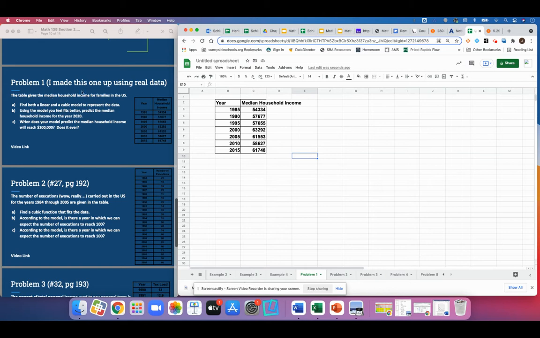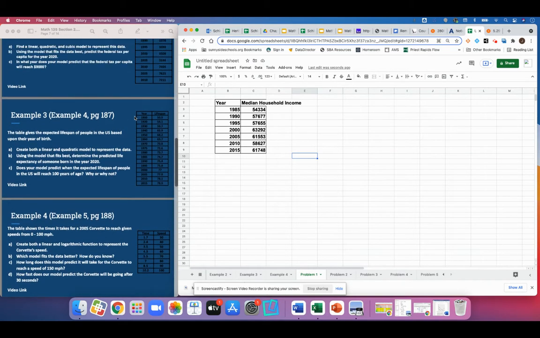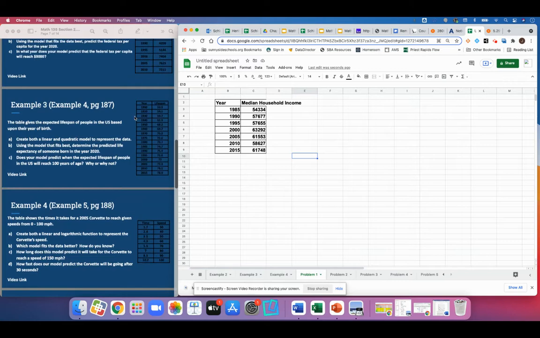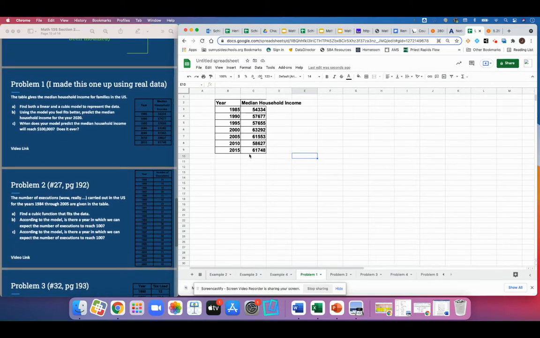For problem one, I made this one up using real data. The table gives the median household income for families in the US, and I know we did one like this in the examples up here, but this is more recent data, and so it's kind of cool. No, actually, we did. Yeah, we did one like this, maybe in a different section or something. I can't remember. So we're going to find both a linear and a cubic model that represents the data. We're going to use the model that we feel fits better to predict the median income in the year 2020. And then, when does your model predict the median income will reach $100,000, and does it ever?